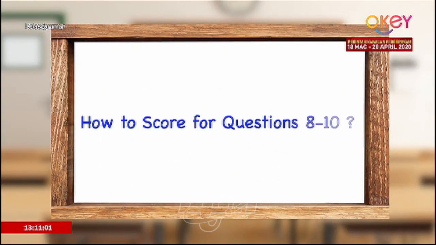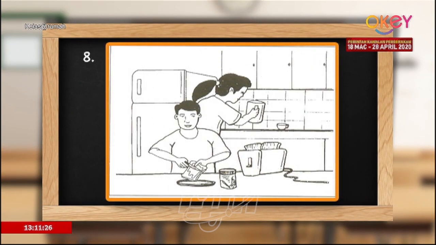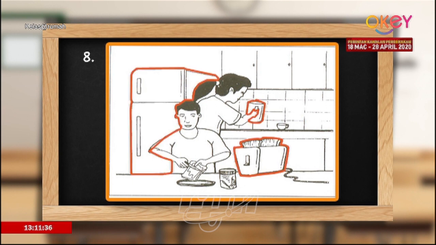How to score for questions 8 to 10. Study the picture carefully. For questions 8 to 10, we have to study the picture given carefully. This part can be a little tricky because you have to identify the sentence that best describes the picture. So there may be answers that are slightly similar to one another. For example, let's look at question 8 in 2014. The picture given shows a boy and a girl in the kitchen. I assume it's the kitchen because I see objects like a refrigerator, a toaster, a water heater.